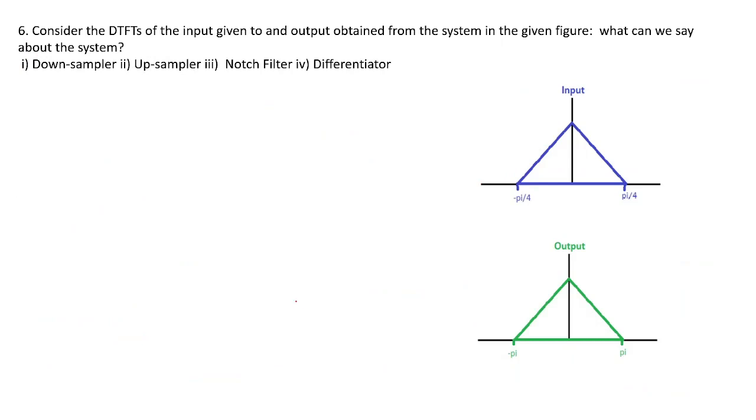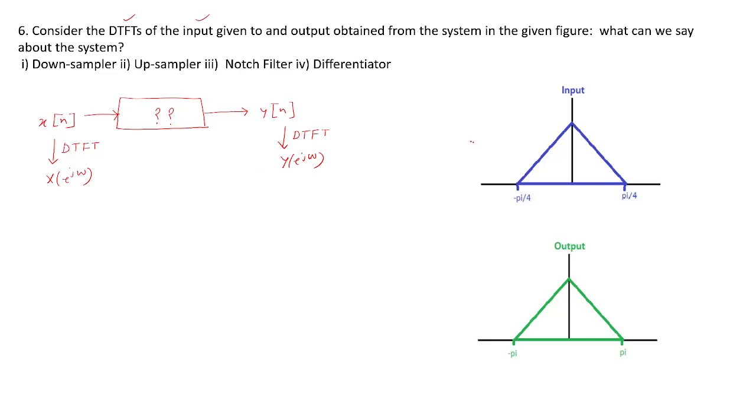Let us move to the next problem. Okay, it says consider the DTFTs of the input given to and output obtained from the system in the given figure. What can we say about the system? It says DTFT, discrete time Fourier transform. So let us consider input sequence xn. There is some system which we are unaware of what this is. We give input xn to this system and we get output yn. We consider the DTFT of xn as X of e to the power j omega and yn, the DTFT of output sequence, as Y of e to the power j omega.